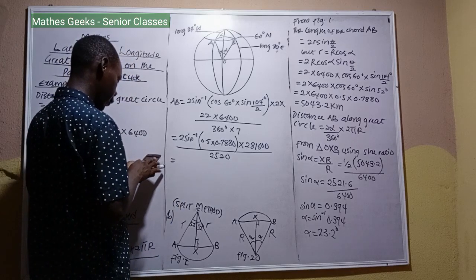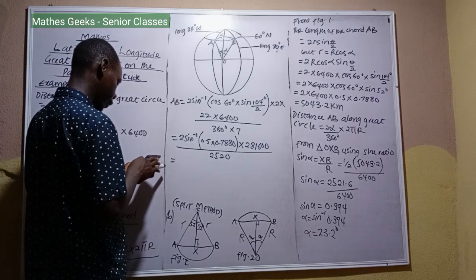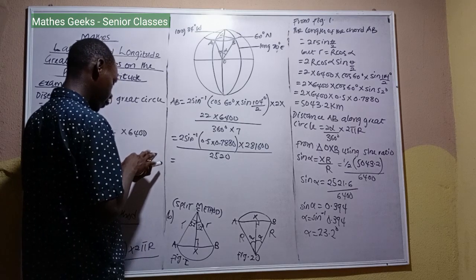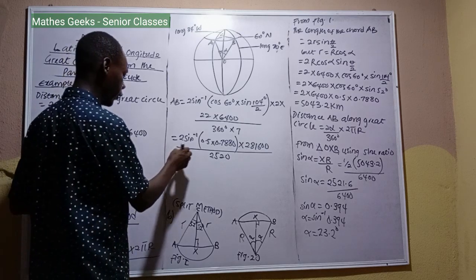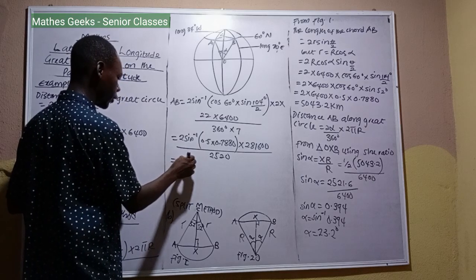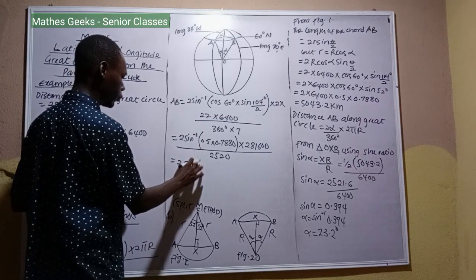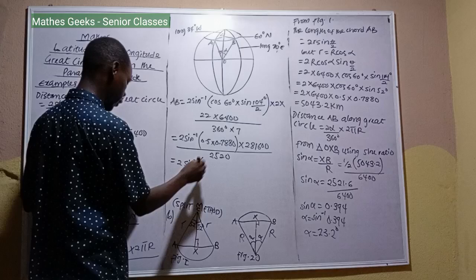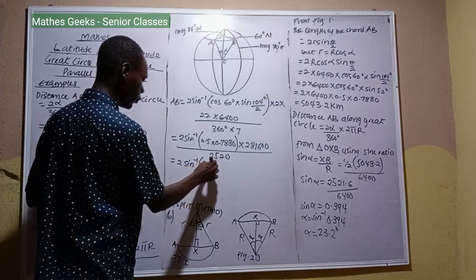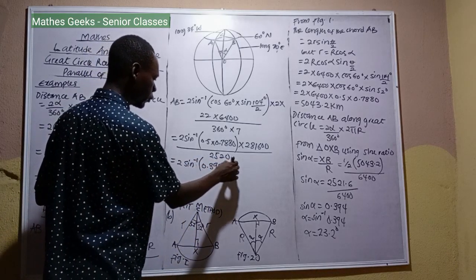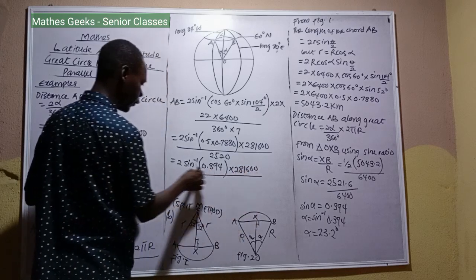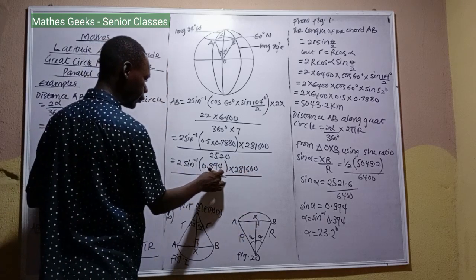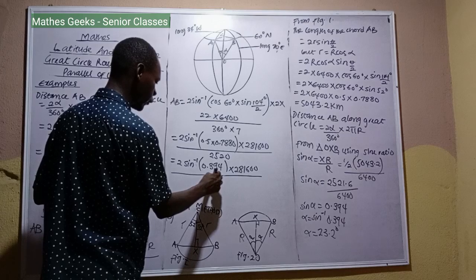So 0.5 times 0.7880 is 0.394. 2 arc sine 0.394 times 281,600 divided by 2520.